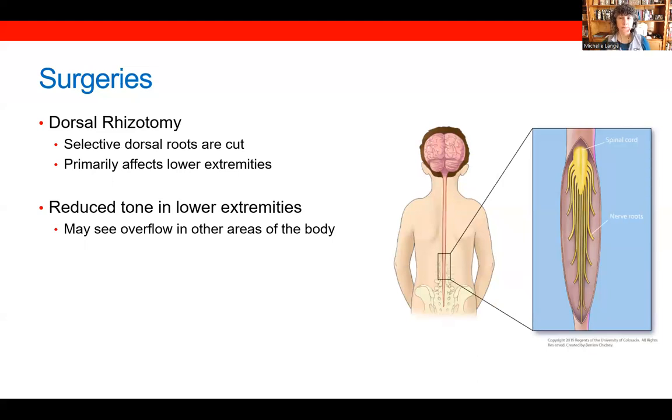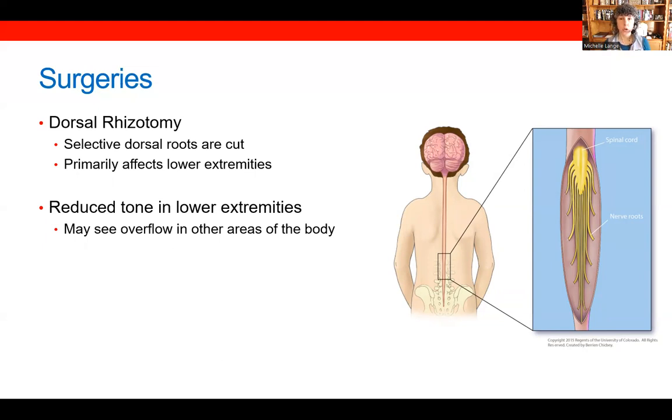Dorsal rhizotomy. Now, in my area, the Denver metro area, dorsal rhizotomies used to be much more common a number of years ago and then seemed to kind of fade away. They're making a comeback again, at least in my area, and sometimes instead of being done in the lower spine, in the lumbar area, are sometimes even being done in the cervical area. Either way, there's certain nerve roots that are cut, and that's going to impact whatever they innervate.